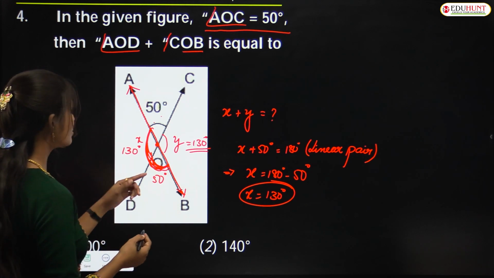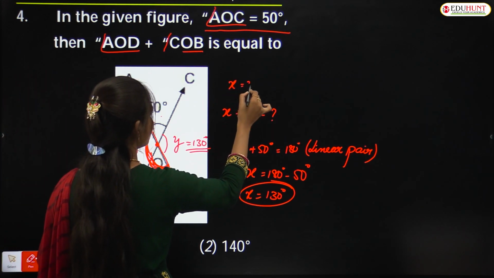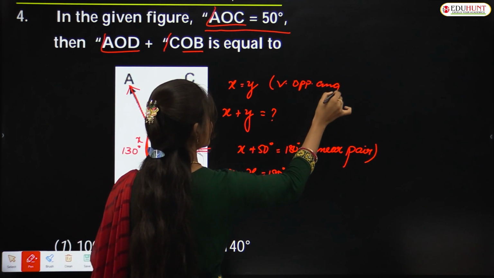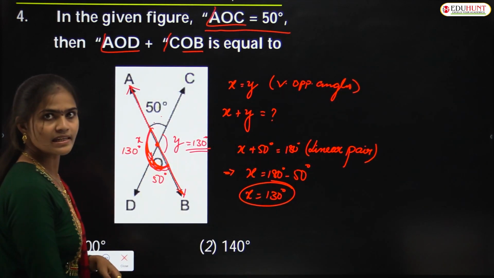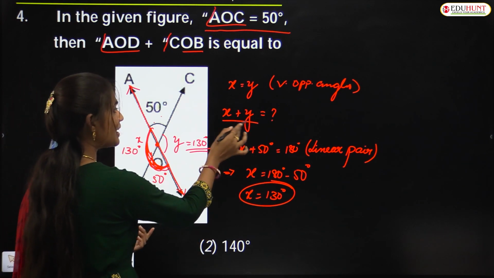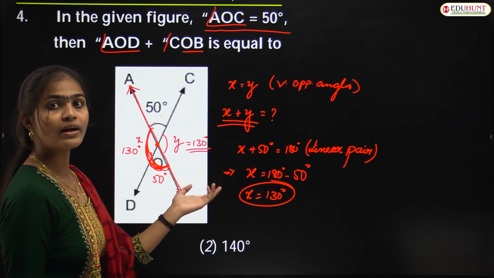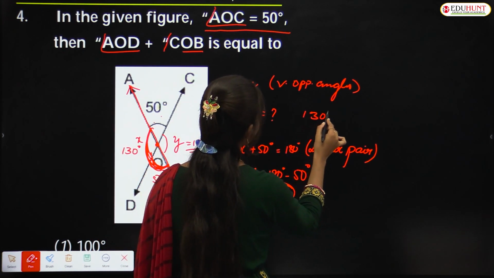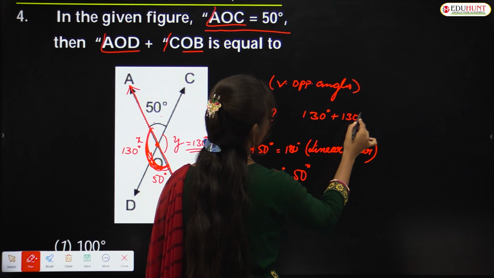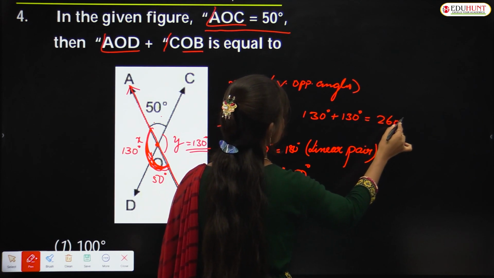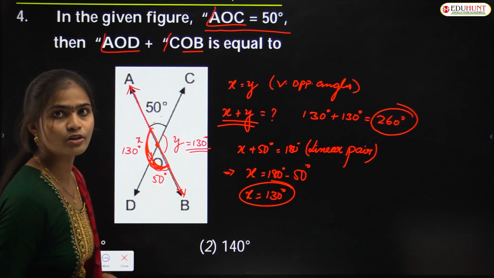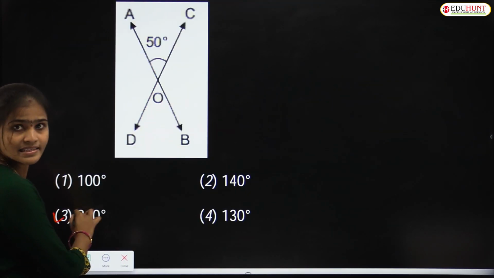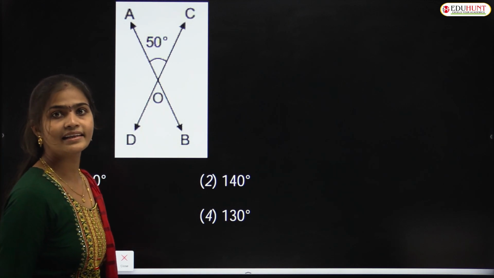Is it clear? Why? Because x is equal to y. What is the condition? Vertically opposite angles. So by using this condition, we can say that x is equal to y. But they are asking what is the value of x plus y. So x is equal to 130 degrees plus y is also equal to 130, so totally 260 degrees. So here the answer is 260 degrees.